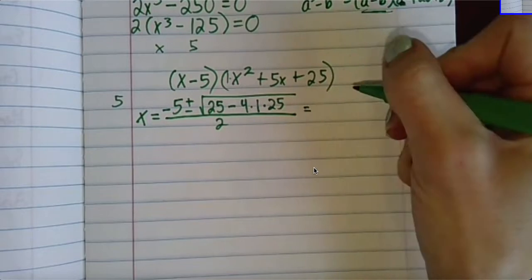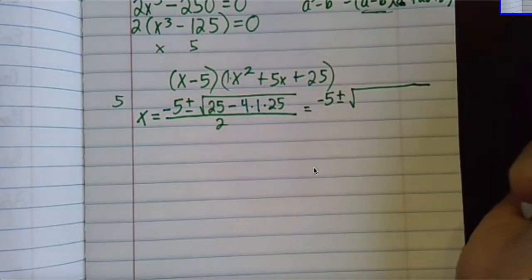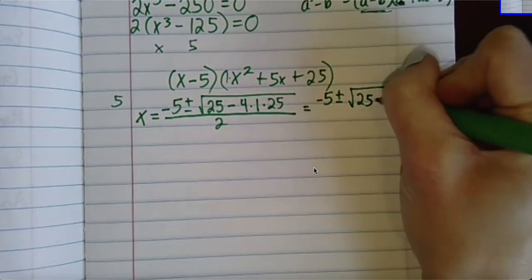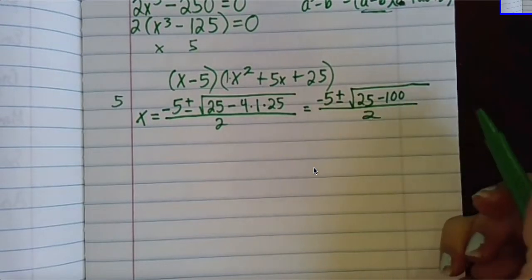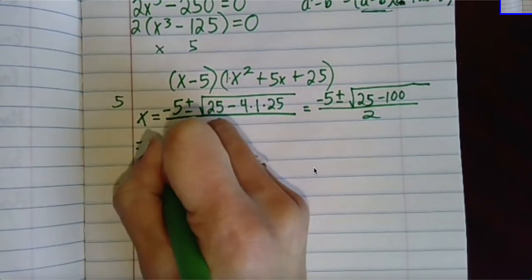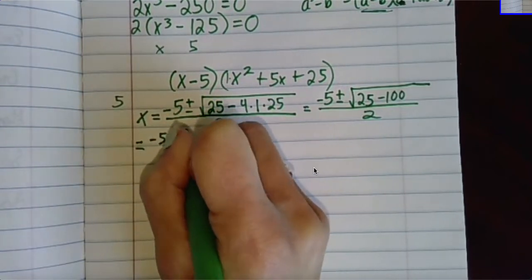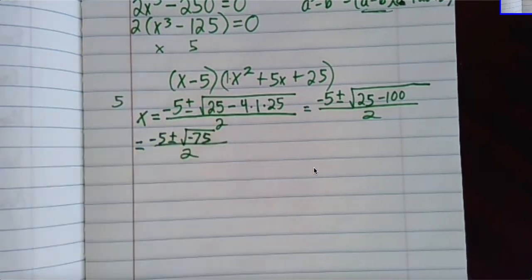All right, now let's keep going. I'll bring down my negative 5. There's going to be a negative 100 in that square root. Well, it's 25 minus 100. Negative 75. Yep, all over 2. So I'll rewrite it. I get negative 5 plus or minus the square root of negative 75. So it has an i.